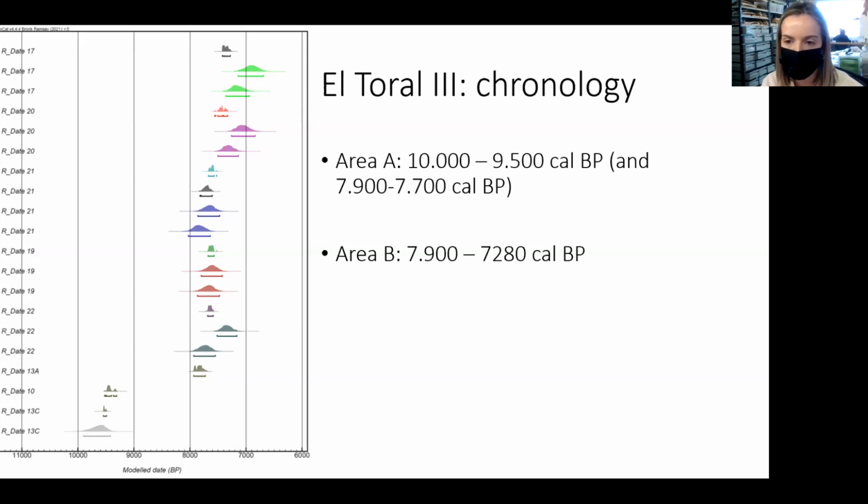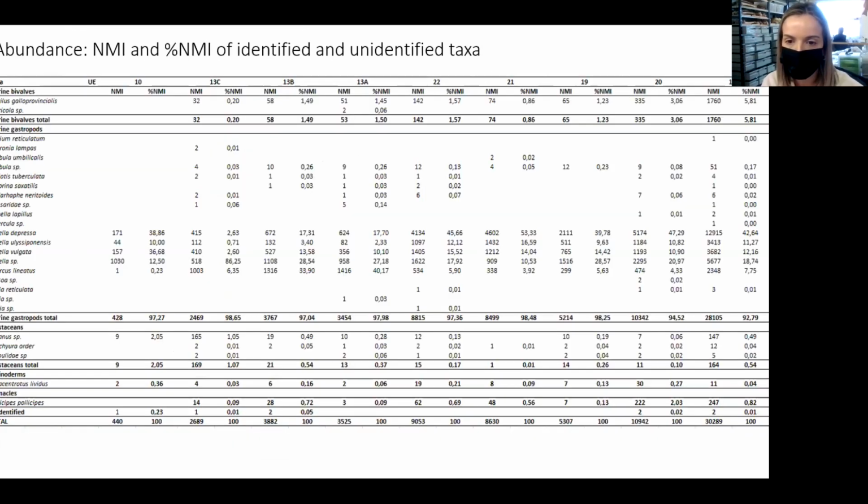Chalcolithic and Bronze Age. Mesolithic units from Area A were dated to 10,000 to 9,500 Cal BP, except Unit 13A, which was dated to the interval 7,900 to 7,700 Cal BP. Units from Area B were dated from 7,900 to 7,280 Cal BP. The results on species representation show the presence of marine bivalves and gastropods, as well as echinoderms and crustaceans.